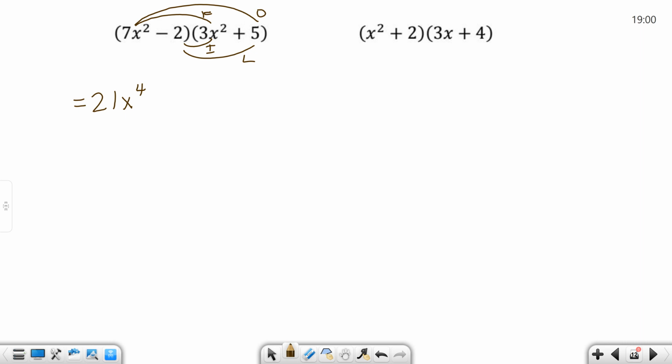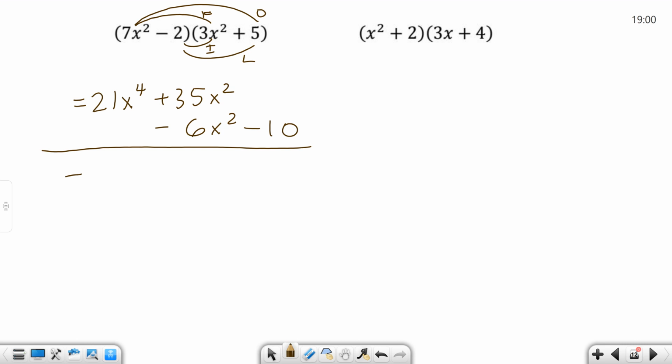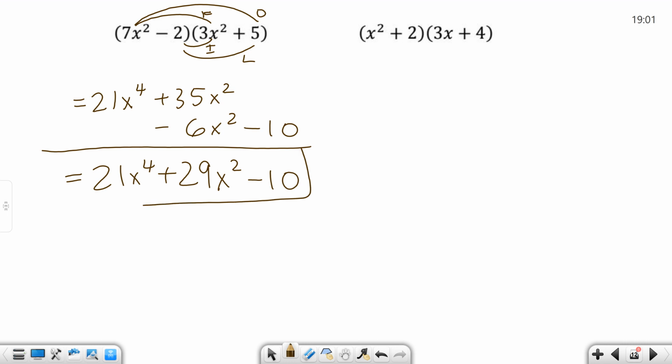And then 7x squared times plus 5 is plus 35x squared. Negative 2 and 3x squared is negative 6x squared. Negative 2 times negative 5 is negative 10. And there's those. So I lined up my x squareds. Again, that's my O and my I. They're similar, like terms. So 21x to the fourth. Then 35 minus 6 is 29x squared. And the 35 is positive, so the 29 is positive. And then minus 10.